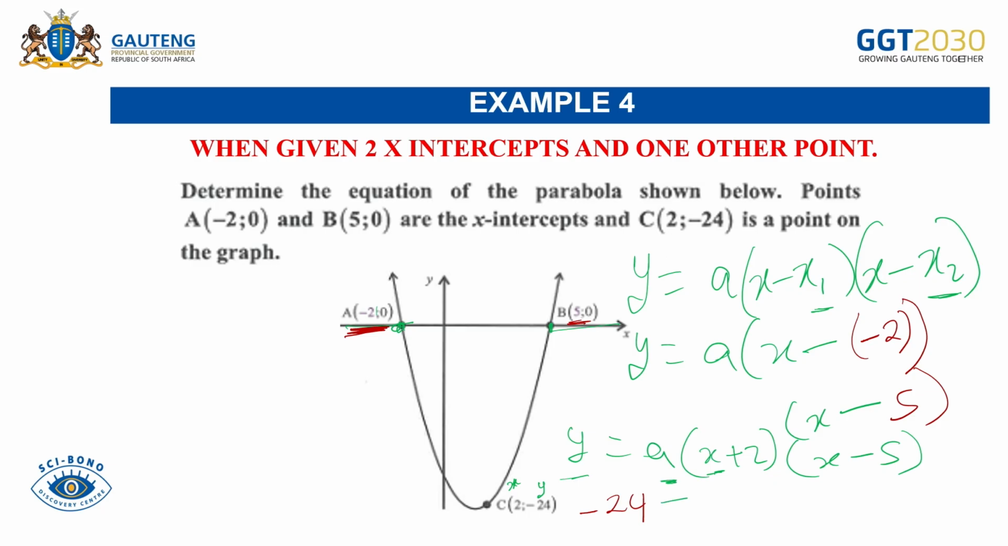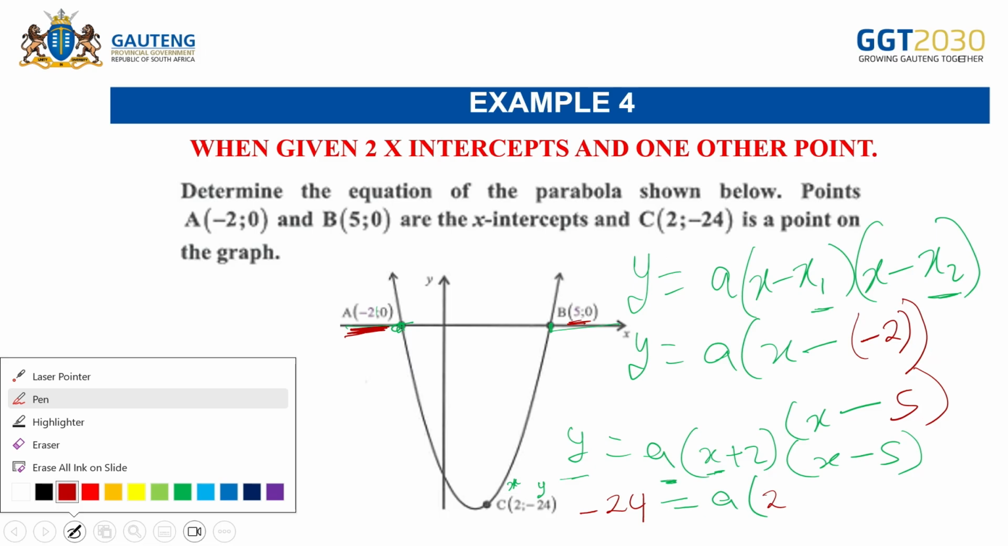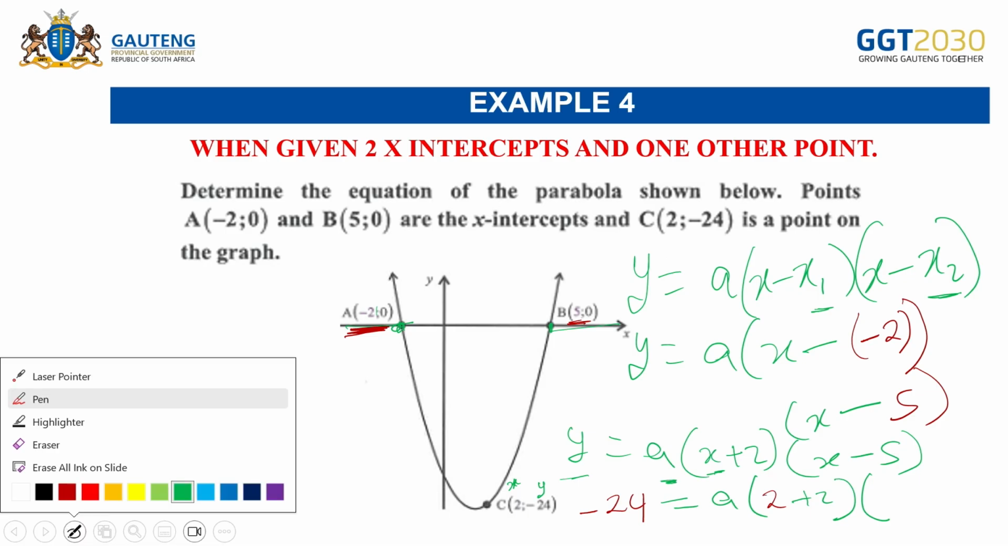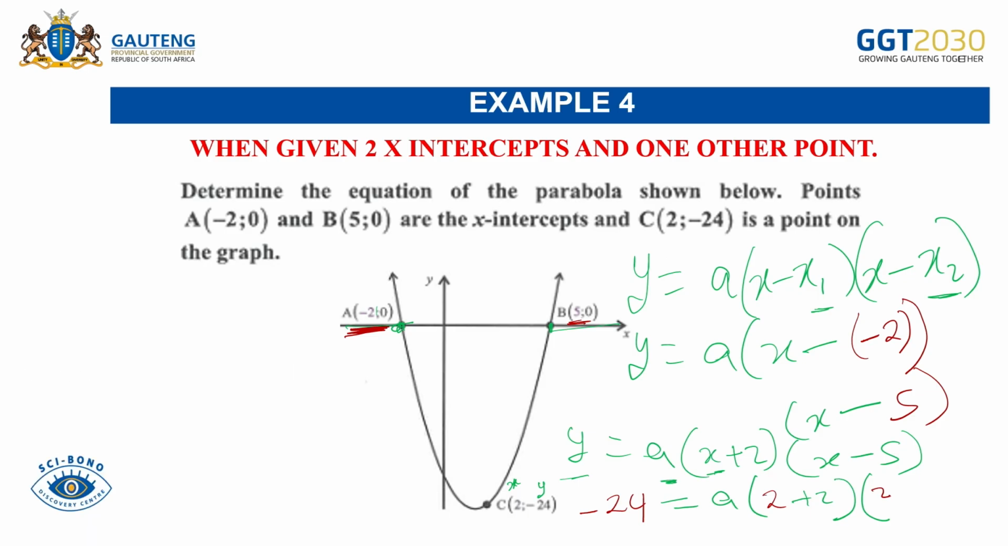Then I say negative 24 is equal to a times, where I see x, I am going to substitute my value of x, which in this case is given by 2. I still have the plus 2, close the brackets, then you open a bracket and you are seeing another x there. Again, because there is an x, you are going to substitute the 2, then it's going to be minus 5. That's a 2, like that, right? Then we can just simplify from there.